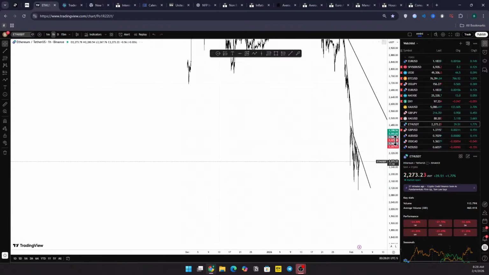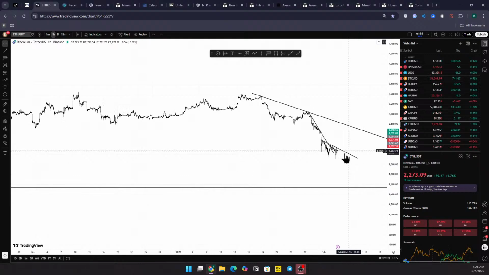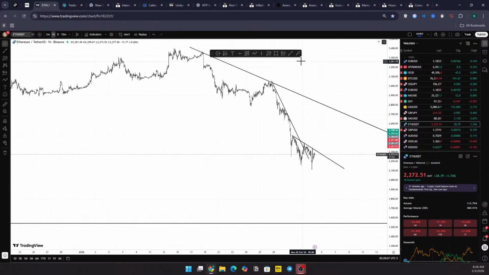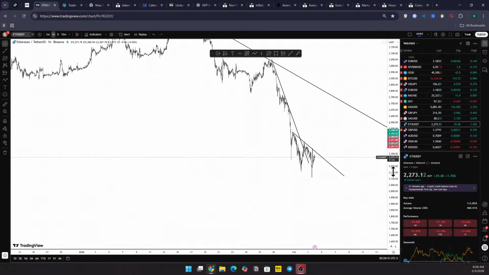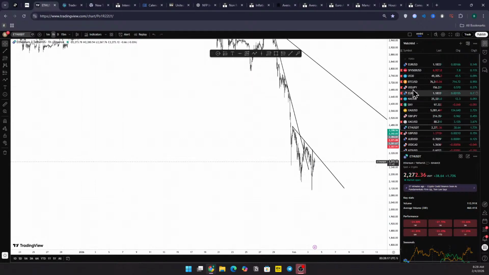So Ethereum is still bearish, but I don't know, man. It could do something like this, a big retracement to the upside, a little bit of retracement, and the market may continue being bearish after that. So I would say let's just leave it like that.